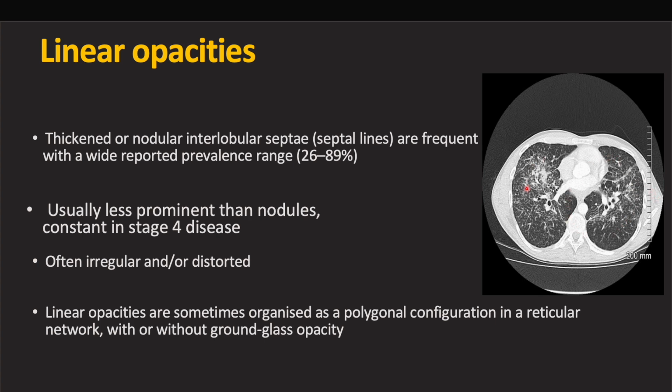These are not as prominent as the nodules. Nodules are usually more commonly seen in active sarcoid. This is more in stage 4 or late disease or fibrotic disease. They are also irregular, they are distorted, and sometimes they can again coalesce, and you see these irregular or polygonal or reticular network, and sometimes they may be superimposed with ground glassing also.